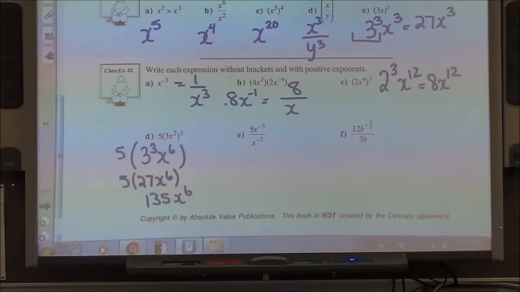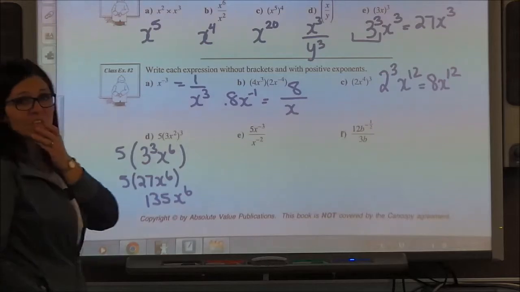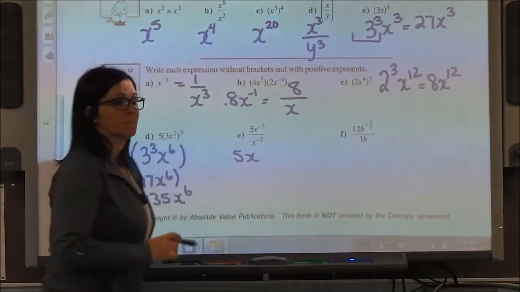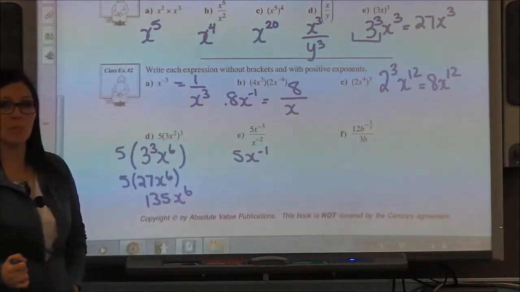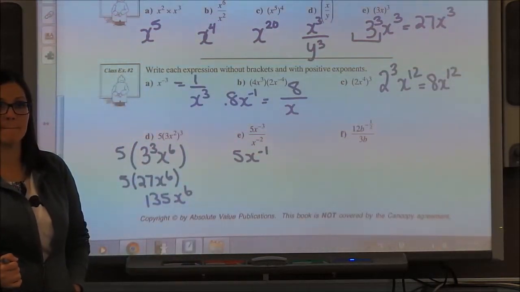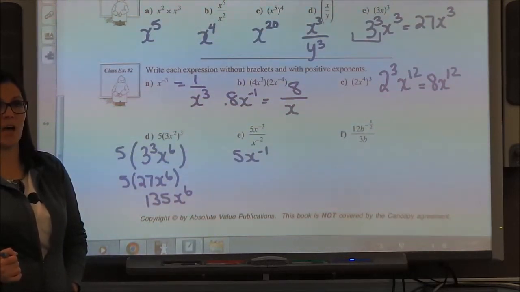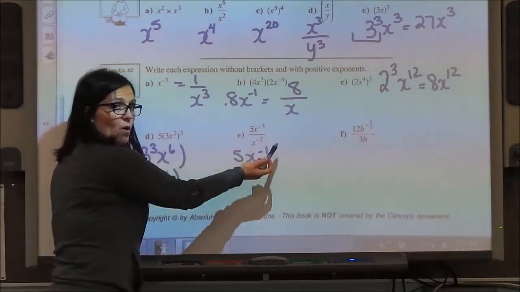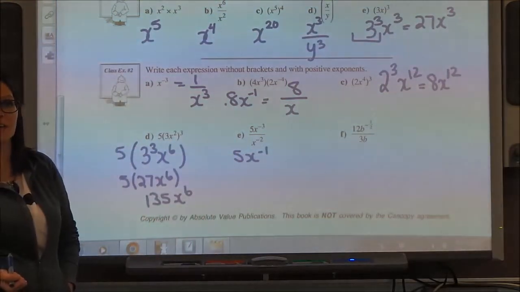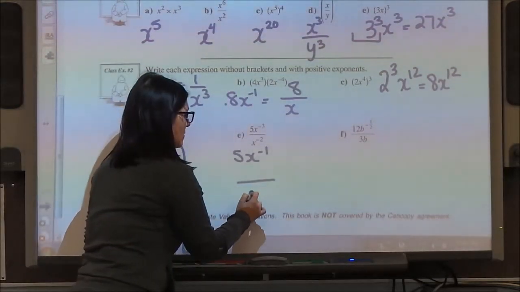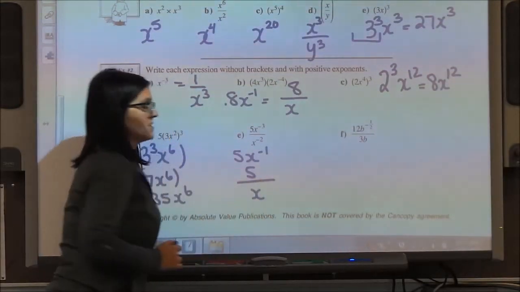Okay, so what do I do with E? You could go -3 minus -2. Okay, so what is -3 minus -2? -1. Okay, and then how do I make that positive? Is the 5 with the x in it? You tell me, is it with the X or not? How would I know it's with the X? I'd need brackets. If I protected this with brackets, the -1 would go to everything inside. So is the 5 with the -1? No. So the X moves, but the 5 does not.